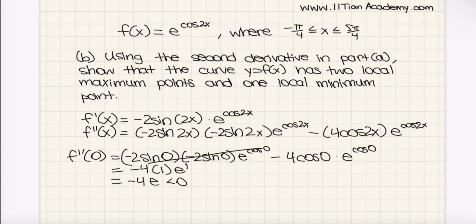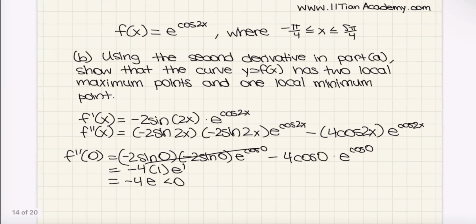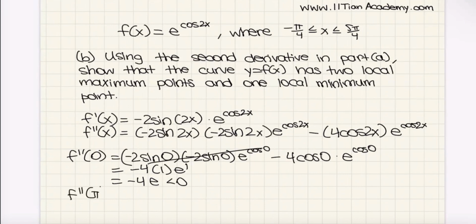Then if we were to plug in pi, we would also get the same thing. Why is that? Because when we plug in pi, sine of 2 pi is the same as sine of 0, and cosine is going to give us the same thing. We're still going to get negative 4e, which is still less than 0. So the second derivative when x is pi is still negative 4e, so that's still less than 0, which makes it a maximum also.